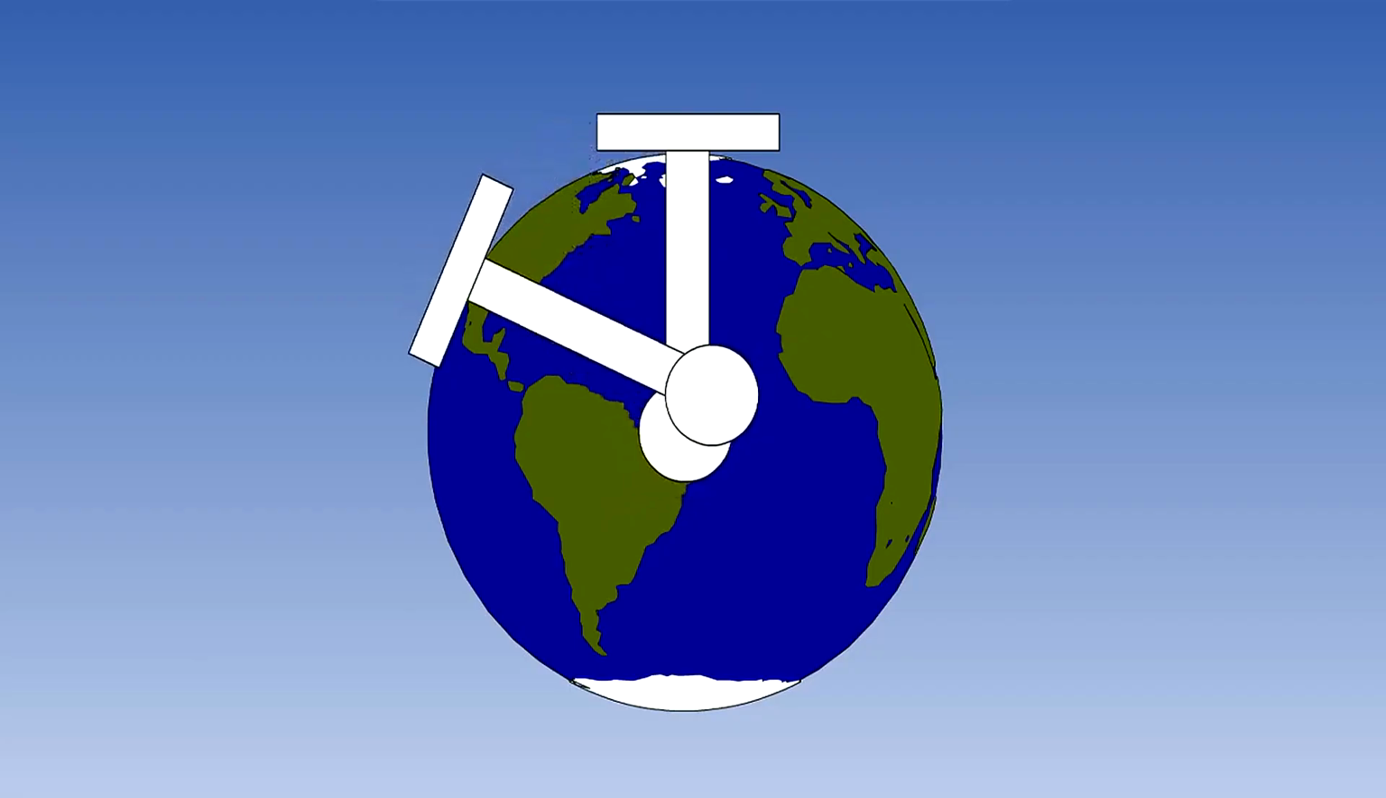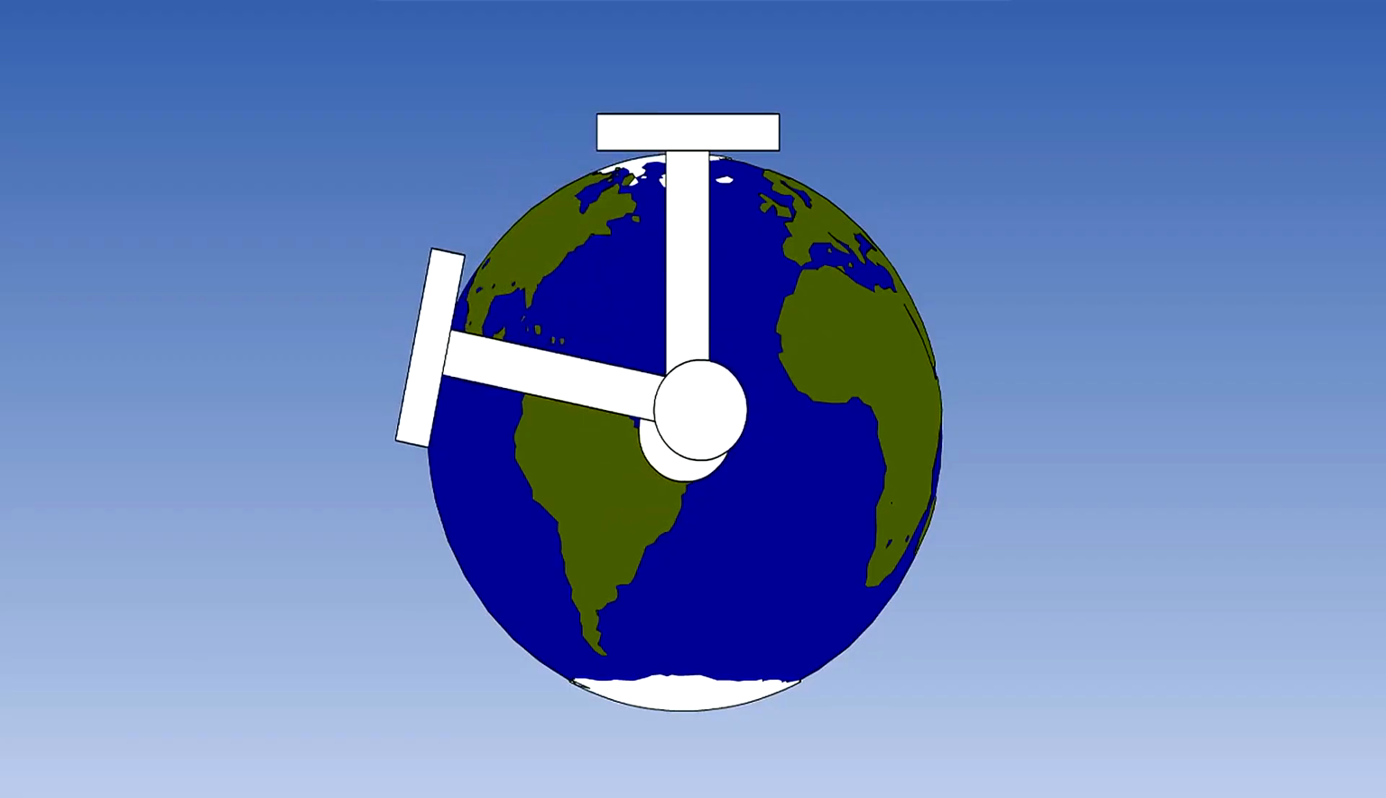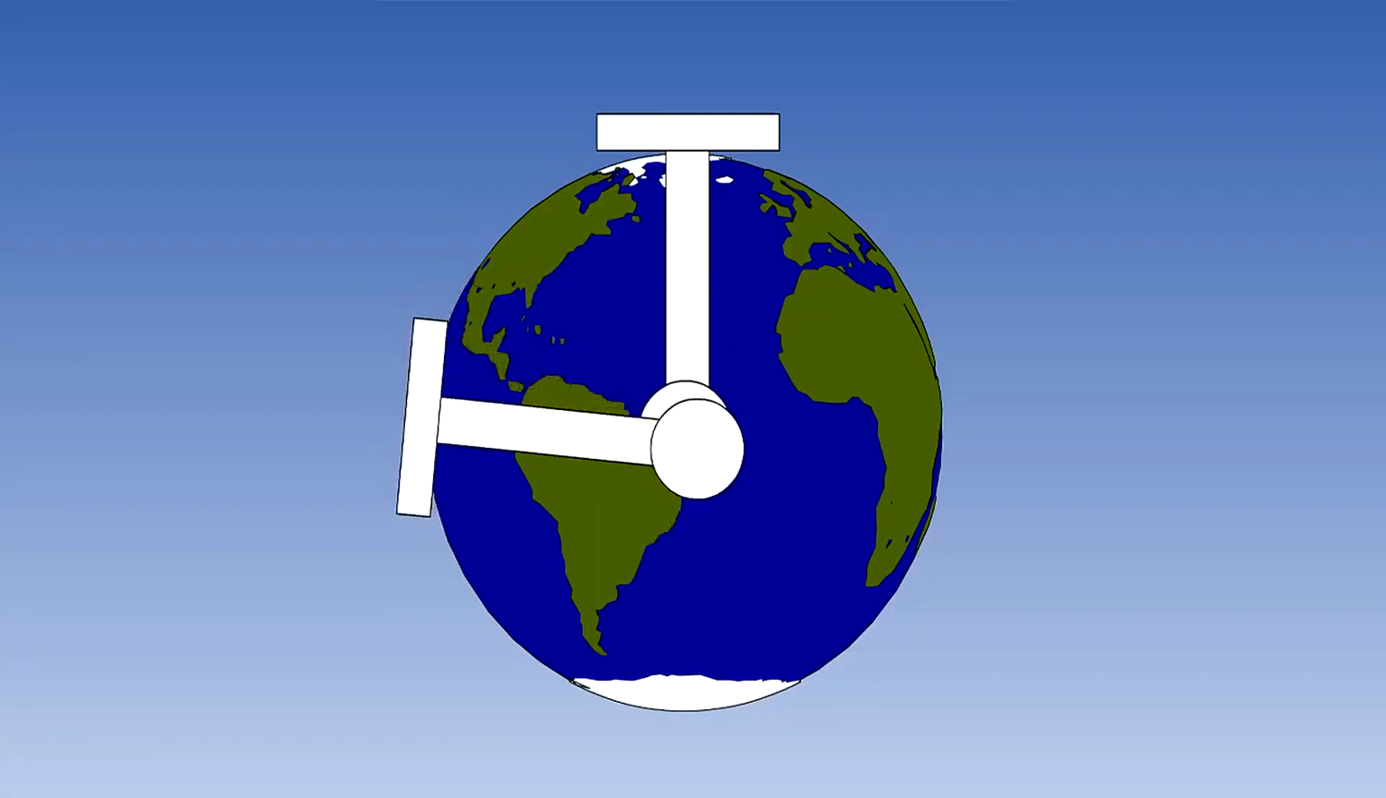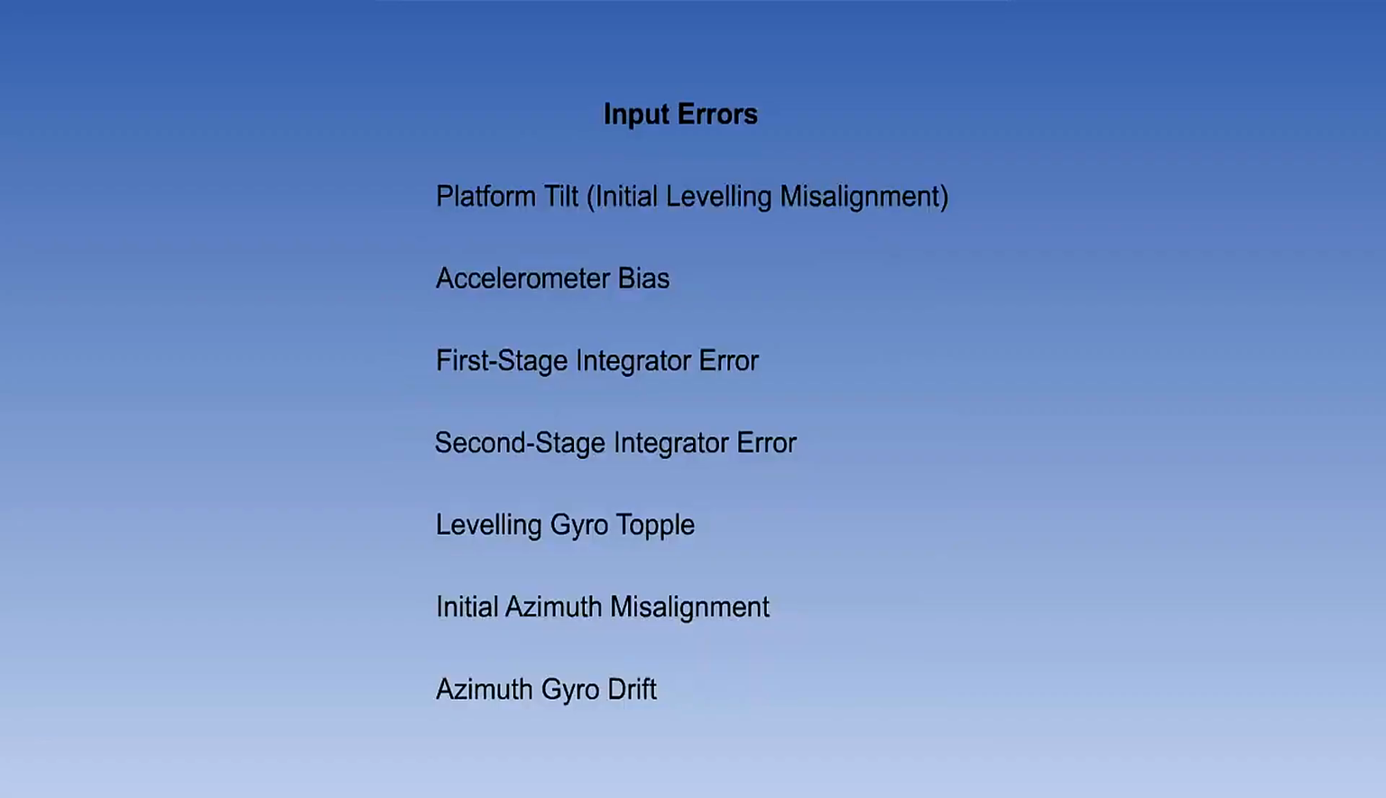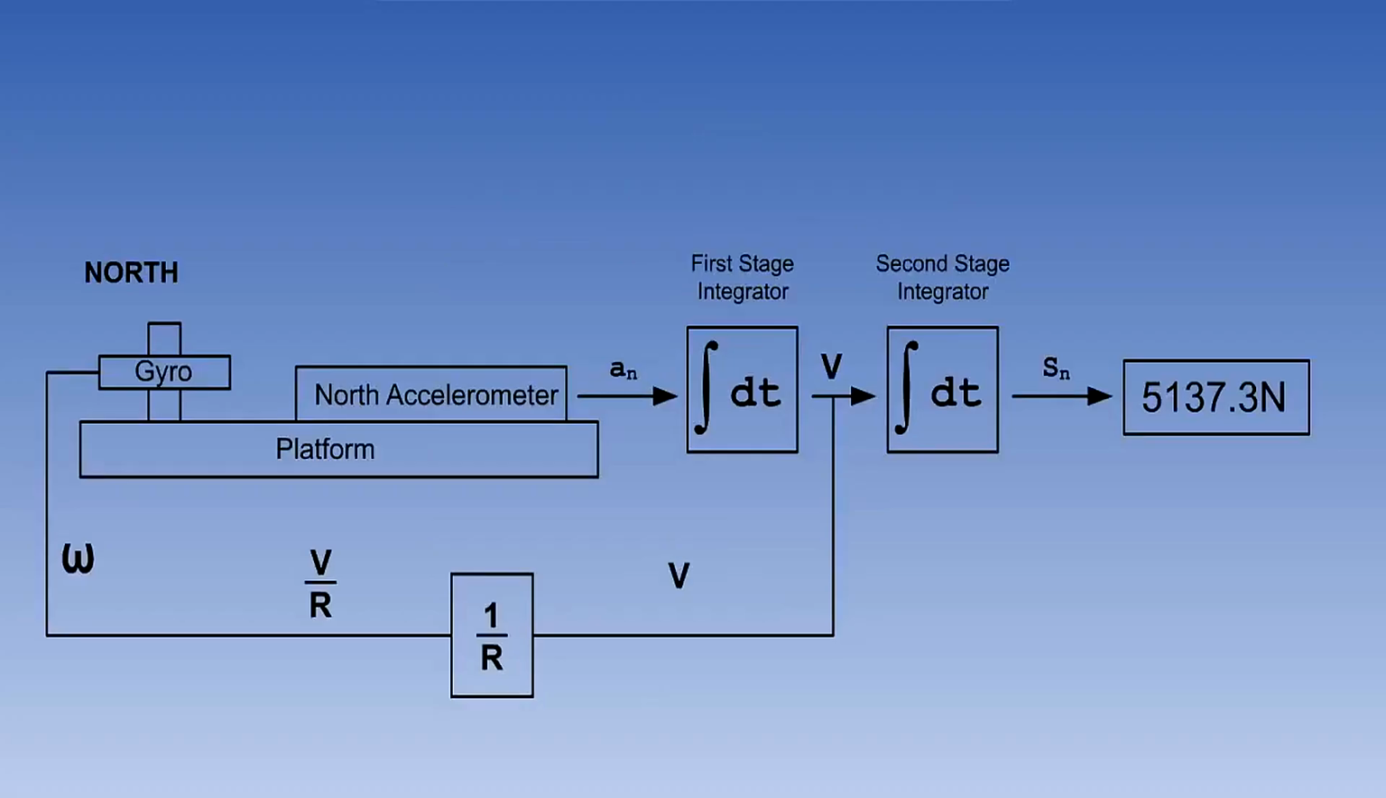Continuing with this analogy to explain Schuler errors. If the platform is not level at the start, then this is like starting with the pendulum off center. When the pendulum is released, it will swing with a period of 84.4 minutes. As the aircraft travels around the Earth, the Schuler loop will still try to keep the platform leveled with the local horizontal, which is what it's designed to do. But it will have an unwanted Schuler oscillation superimposed onto it.